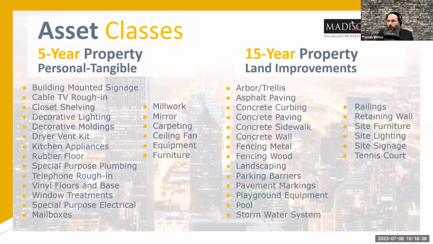So I mentioned before, 5-year property, 15-year property. It's broken down into 4 categories, essentially. Category number 1 is the land, which we mentioned does not depreciate. Category number 2 we mentioned is the building, the structural components, which depreciate on the 27.5 or 39-year schedule.